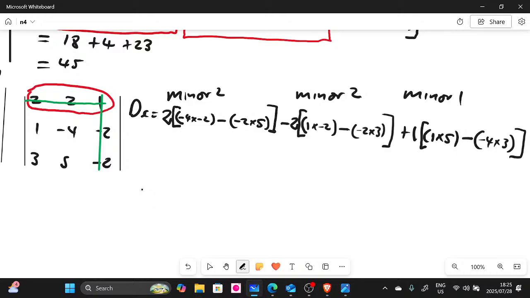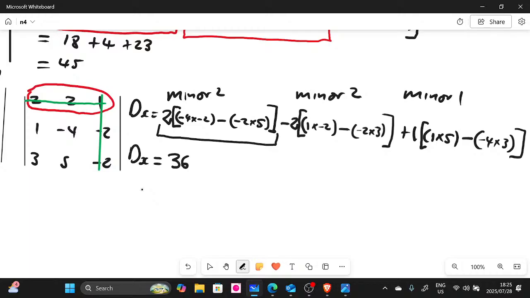So from here, you use your calculator, guys. So dx, the determinant of x. You put all this on the calculator as it is. What do we get when we have 2 multiplied by open bracket -4 multiplied by -2 close bracket minus open bracket -2 multiplied by 5 close bracket? This gives us 36 on our calculator.